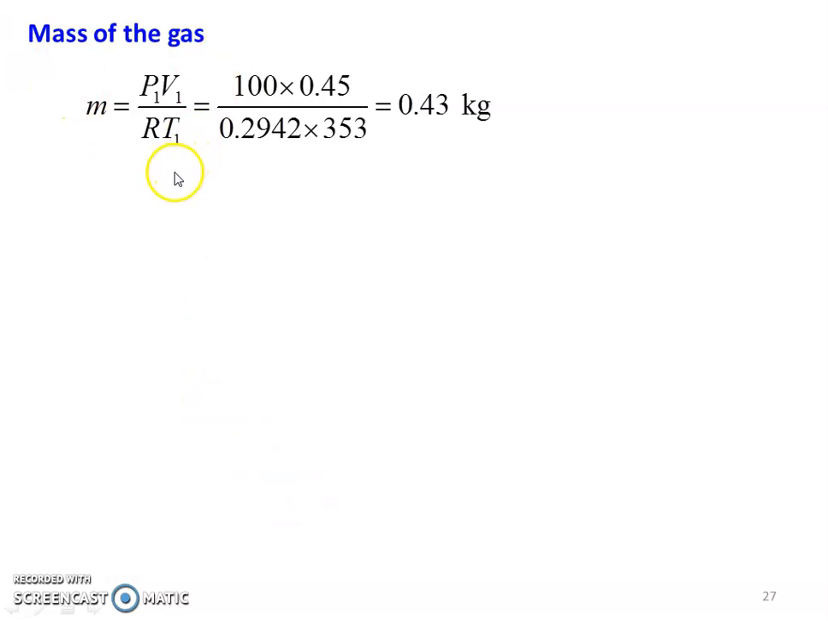Then the mass of the gas: using the perfect gas equation, we calculate the mass of the gas. m equal to P1 V1 divided by R T1. Substituting numerical values, P1 is 100 kilopascal, since 1 bar equal to 100 kilopascal, V1 0.45, R 0.2942 in kilojoules per kilogram Kelvin, T1 353. On calculating, mass of the gas equal to 0.43 kilogram.